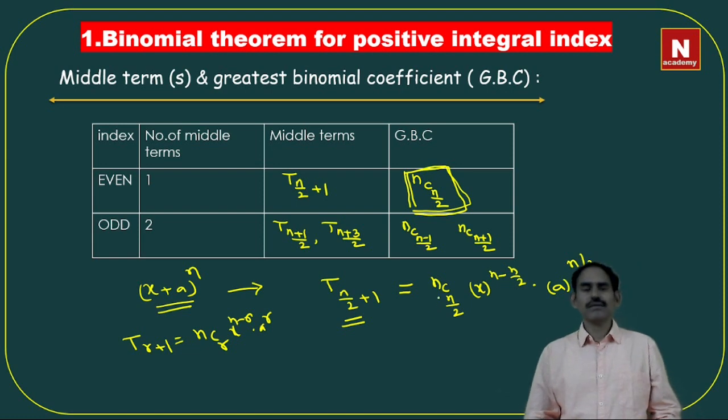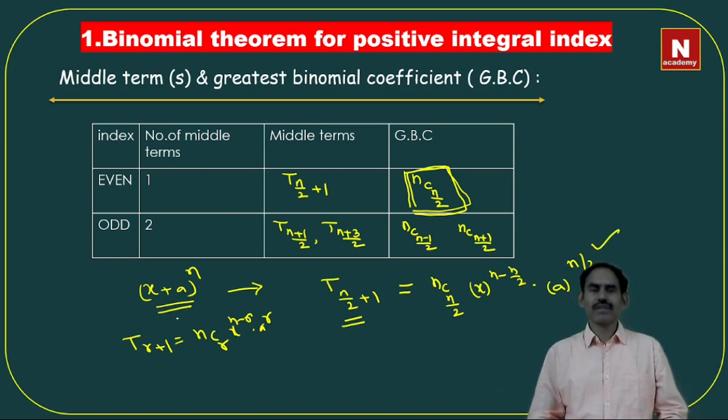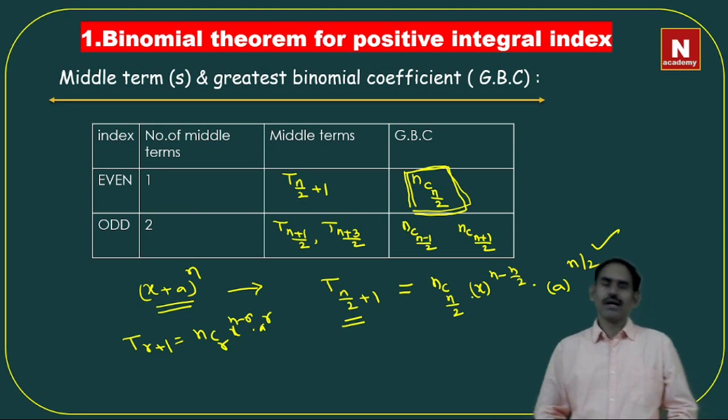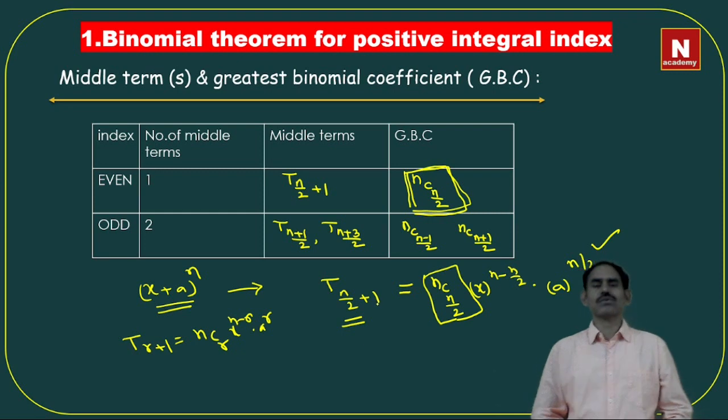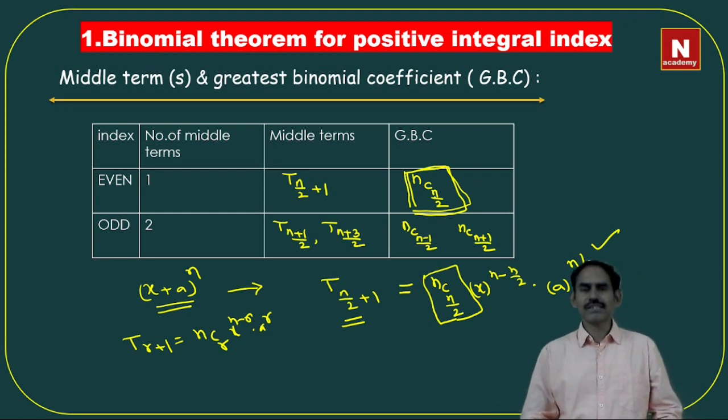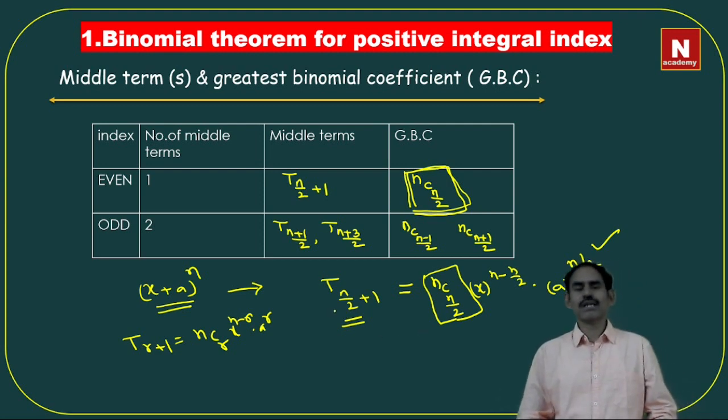So what is the binomial coefficient? This is actually the middle term when n is even. This is the greatest binomial coefficient. This binomial coefficient is known as the greatest binomial coefficient. That's why the binomial coefficient of the T n by 2 plus 1th term is nC n by 2. This is the greatest binomial coefficient.